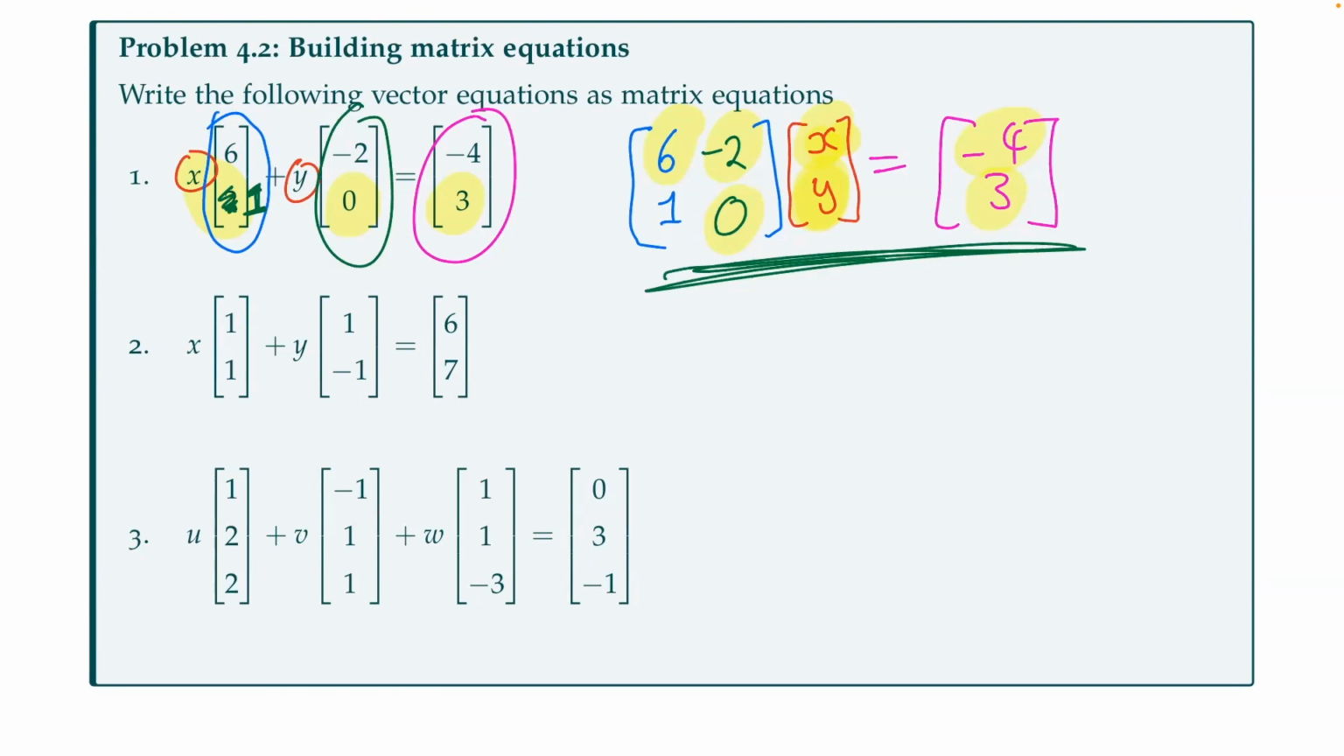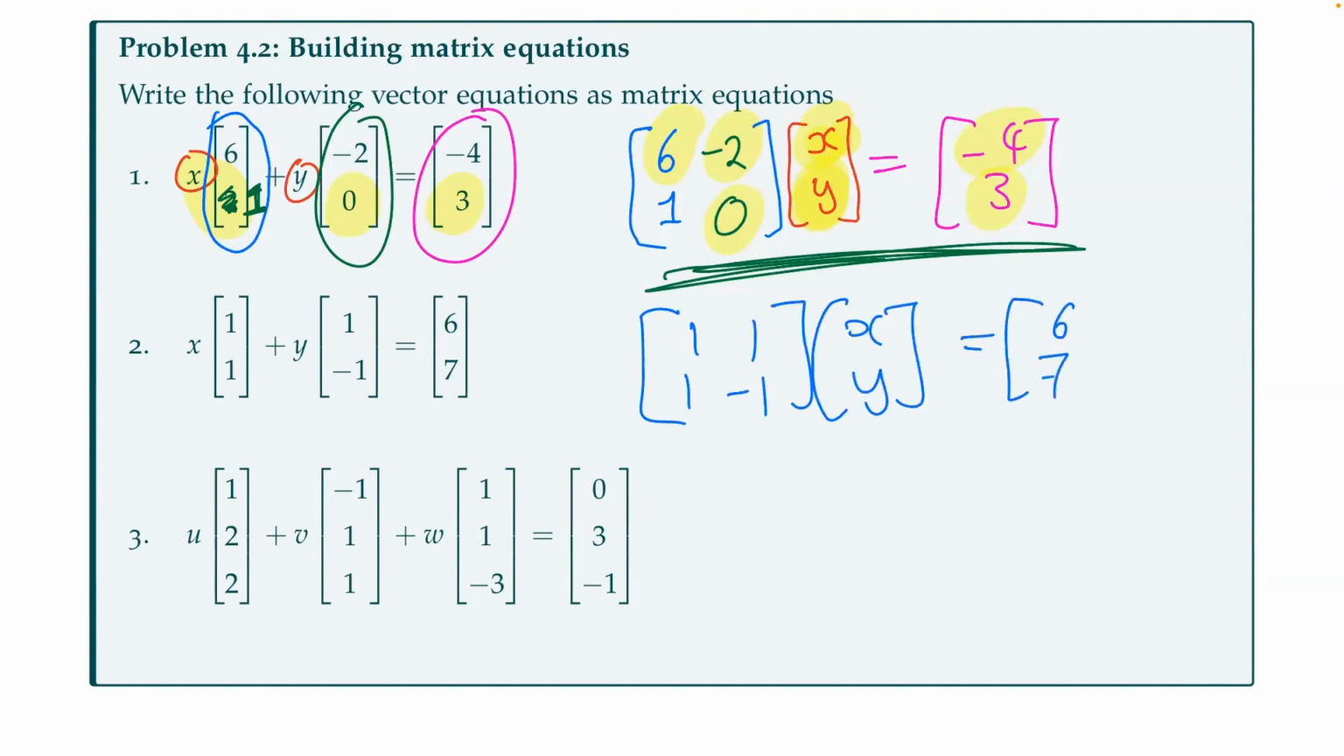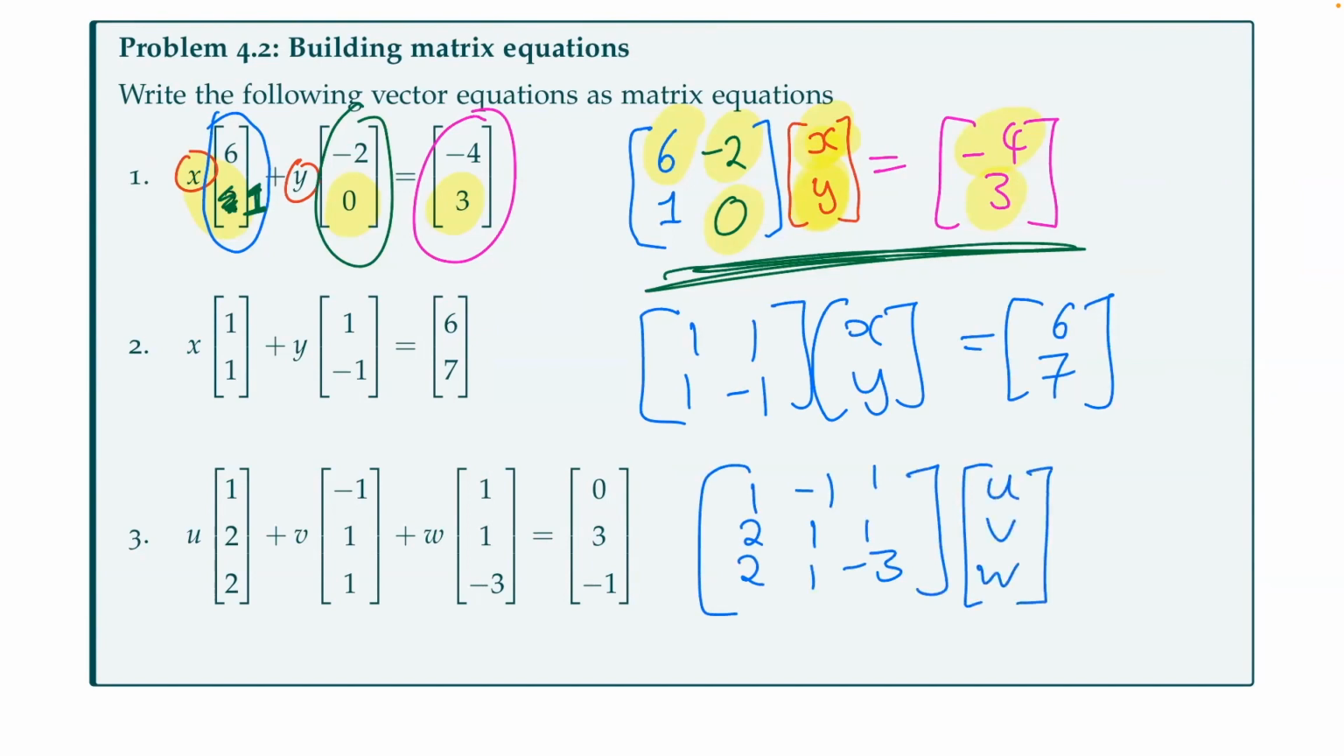There we go. Okay, so for this one here, you should have had 1, 1, 1, minus 1, times x, y is equal to 6, 7. And at the bottom, we should have had 1, 2, 2, minus 1, 1, 1, 1, 1, minus 3, times a vector of unknowns u, v, w is 0, 3, minus 1, assuming I haven't made a mistake.